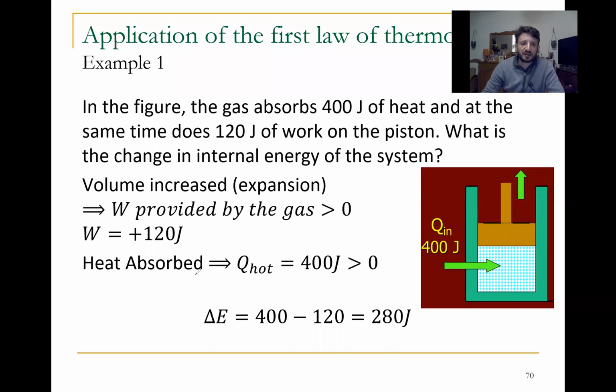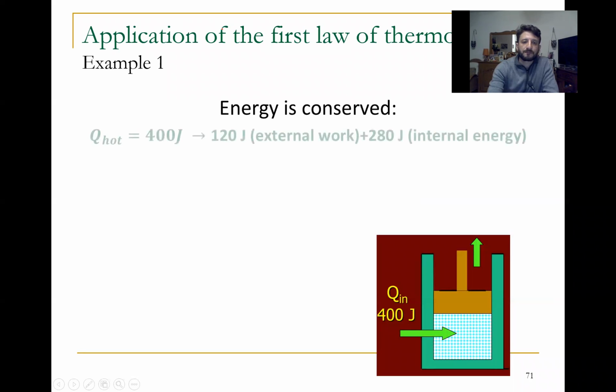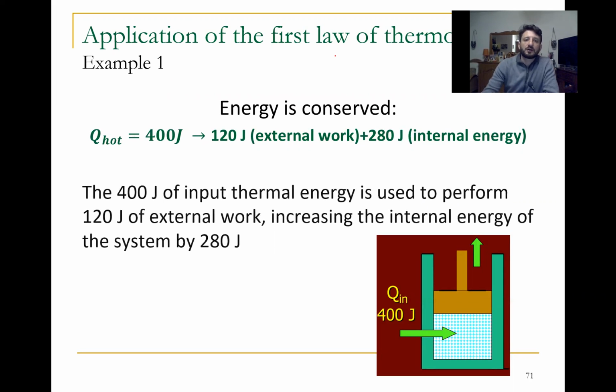So here we have delta E equals Q minus omega. The final value: delta E equals 220 joule. As delta E is positive, in this case we have an increase of the internal energy. We can say we have an increase of the temperature inside the gas. Simply, you can apply directly the first law of thermodynamics. We have a conservation of energy.